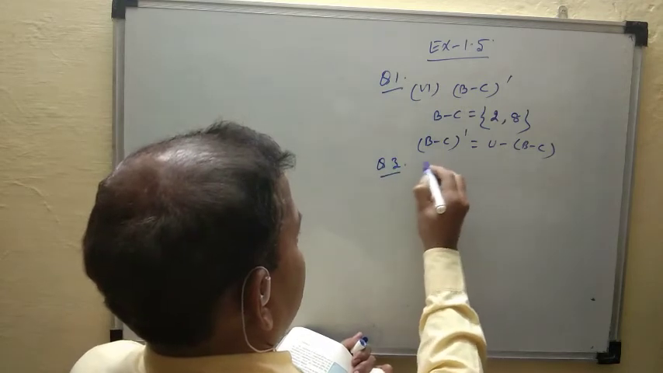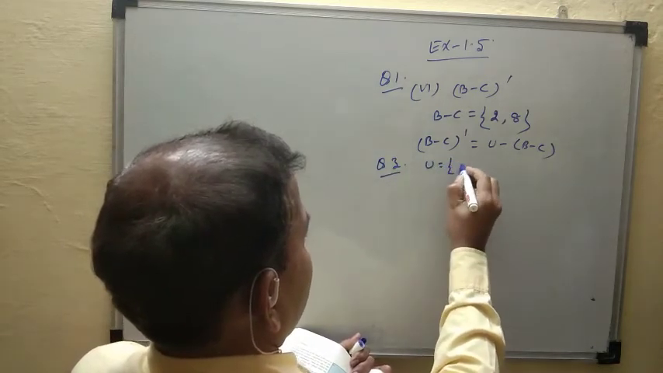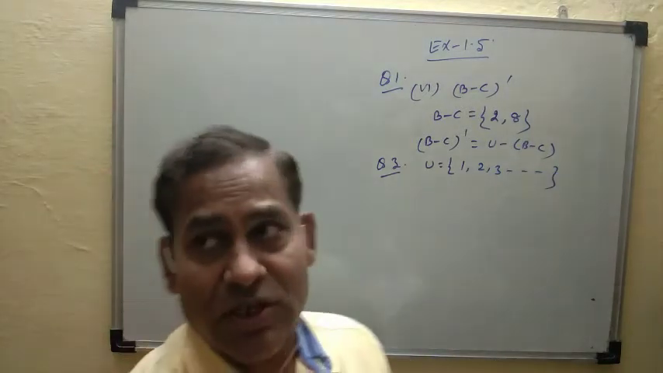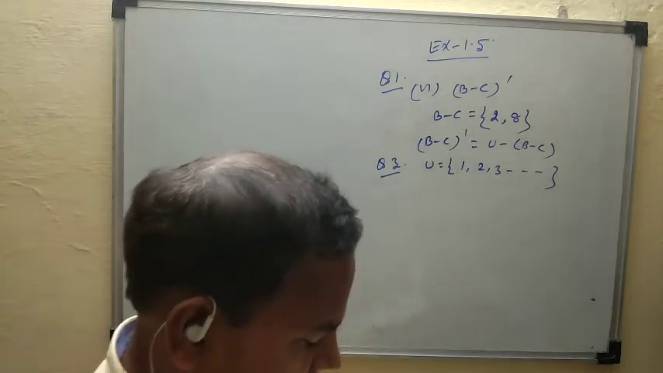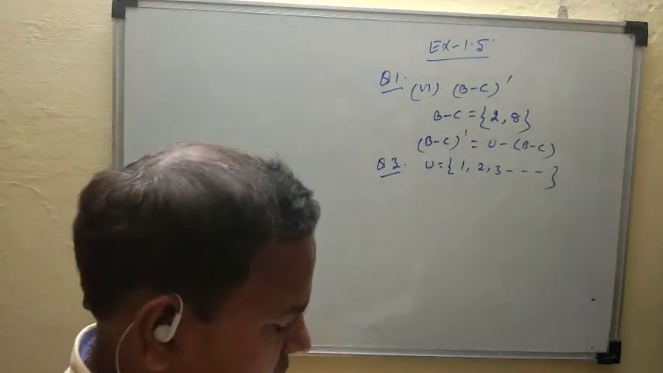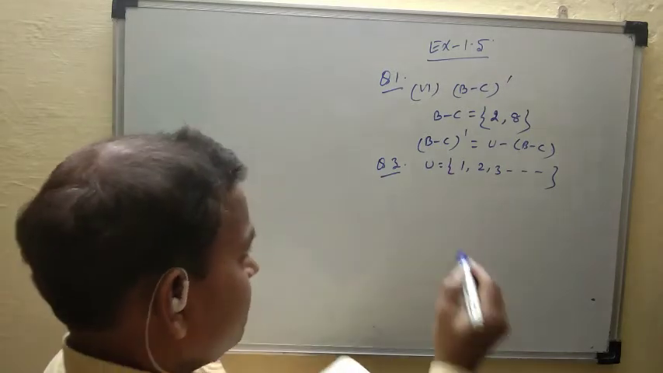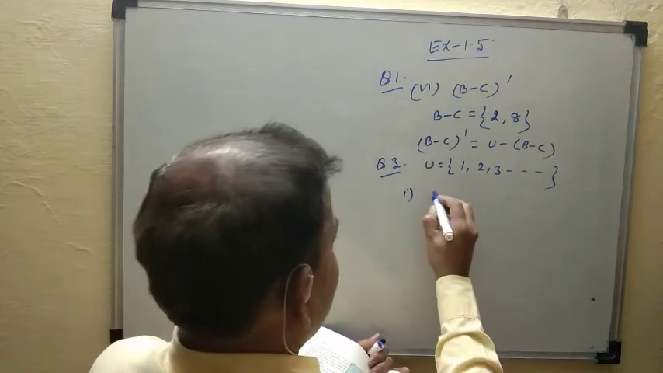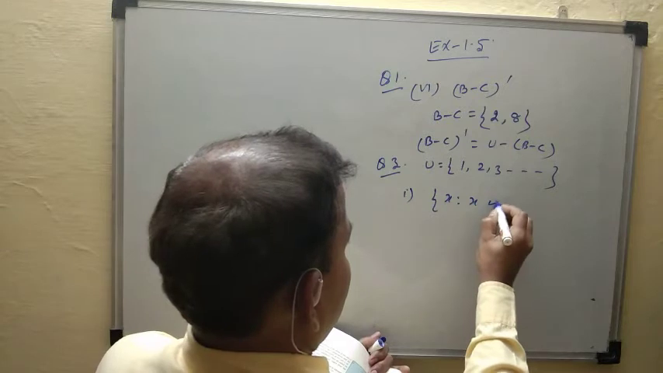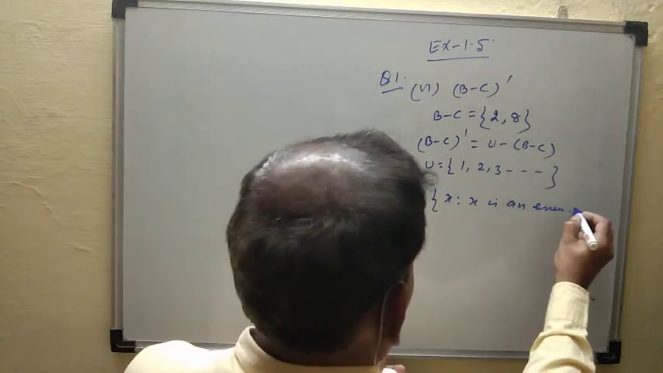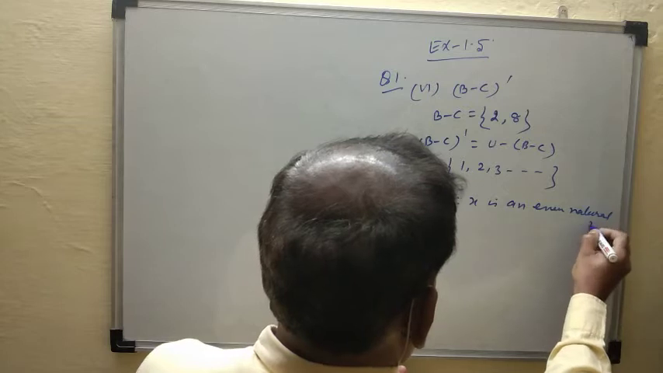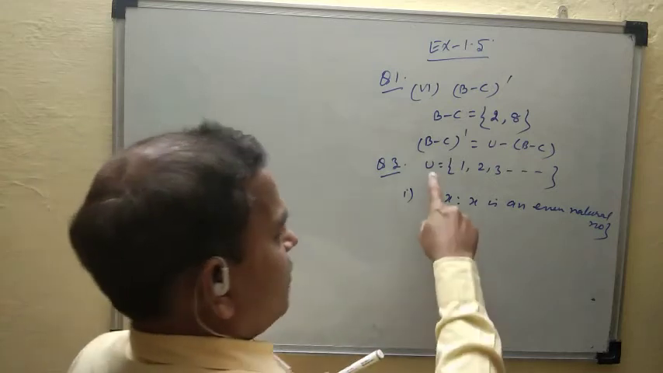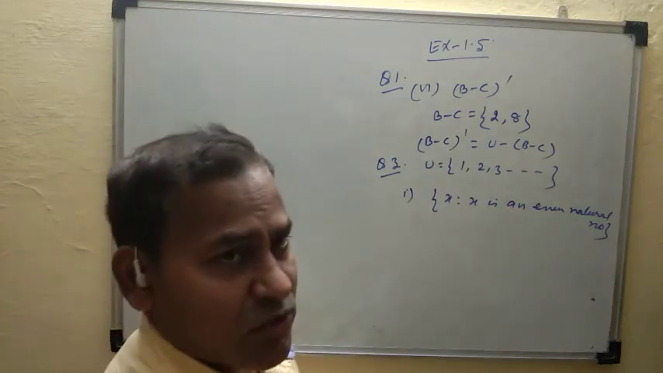Question number 3: universal set U is equal to the set of natural numbers, that is 1, 2, 3, 4, 5 and so on. This is the set of natural numbers, that is the universal set. Write down the complement of the following sets. First, given {x such that x is an even natural number}. And the universal set is the set of natural numbers.